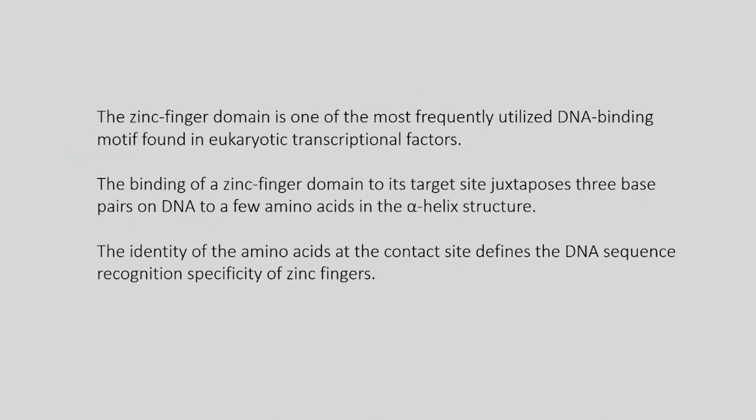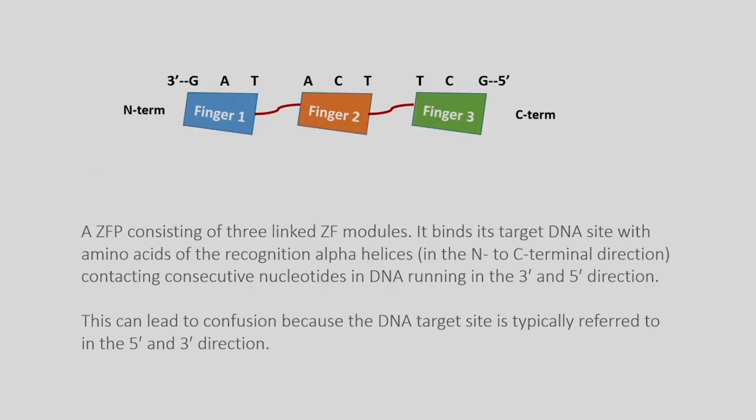The zinc finger domain is one of the most frequently utilized DNA binding motifs found in eukaryotic transcription factors as well. The binding of a zinc finger domain to its target site juxtaposes 3 base pairs on DNA to a few amino acids in the alpha helix structure. The identity of the amino acids at the contact site defines the DNA sequence recognition specificity of the zinc fingers.